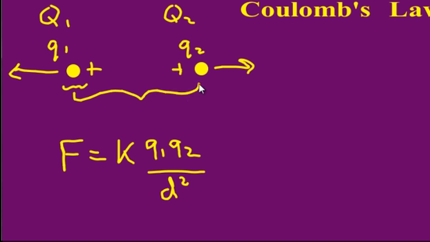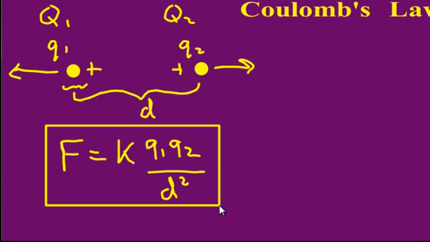So the distance between them would be here, like that. This is known as Coulomb's law. And the force of repulsion or attraction between two charges is often referred to as the Coulomb force.